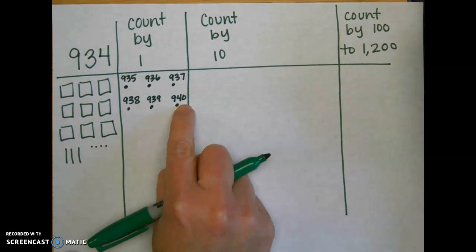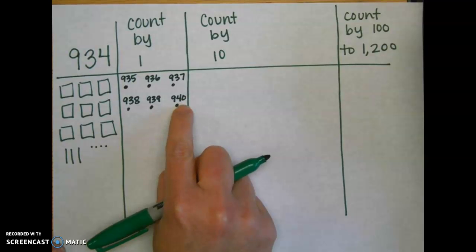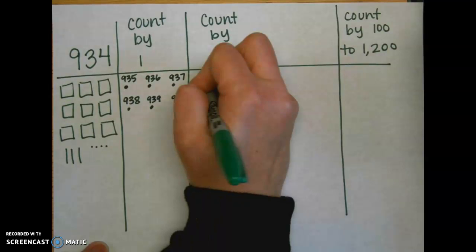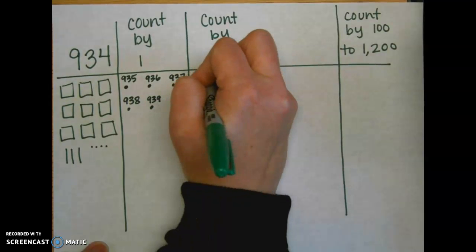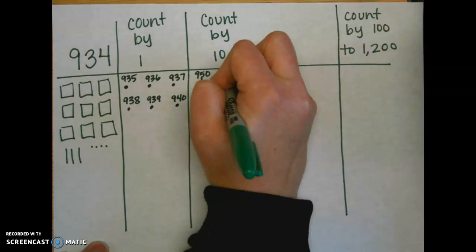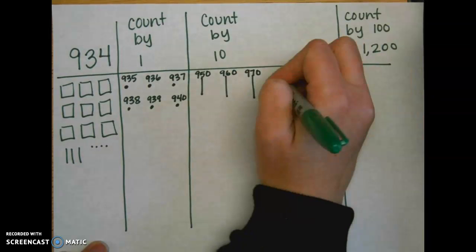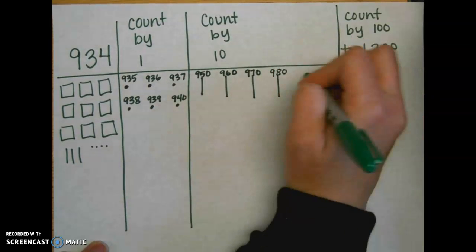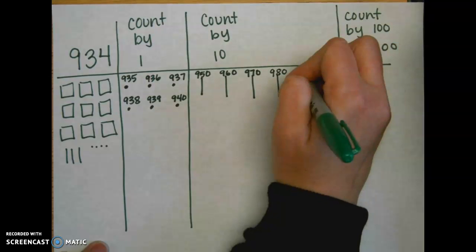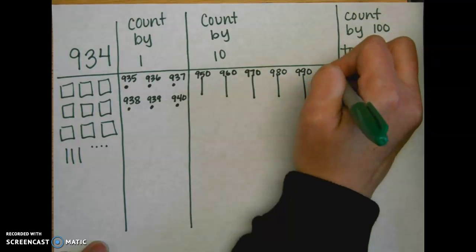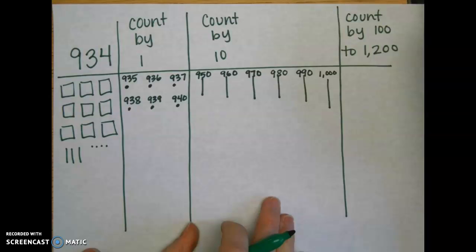You can count by tens to get to 940. So now that we're at that friendly number, let's continue to count, but this time by tens. And we're going to get to the next friendly number. So 940, 950, 960, 970, 980, 990. What's next? 1,000. All right, so we got to our next friendly number, which is 1,000.